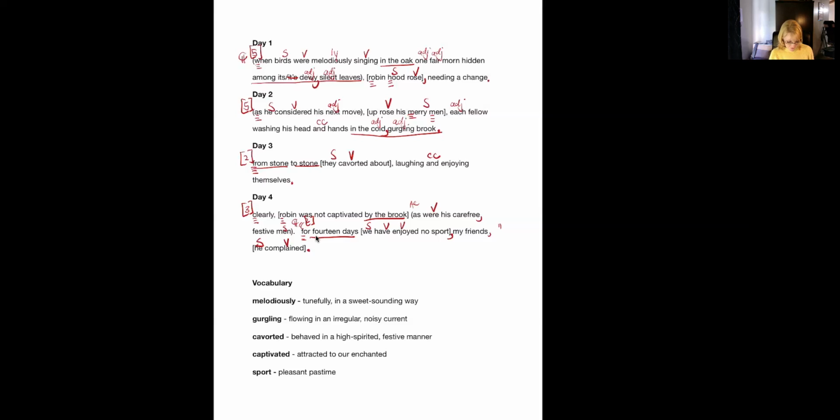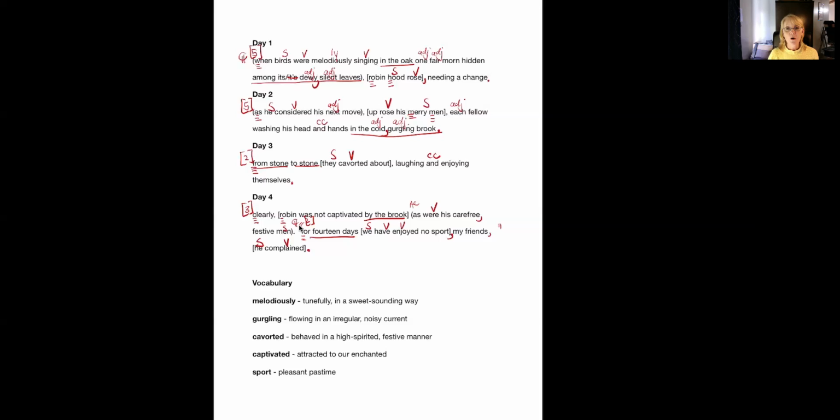That's an adjective, and this is an adjective. Carefree and festive. And we could say his festive, carefree men, or you could say his carefree and festive men. So that makes them coordinate adjectives, which means they need a comma. We've got one there. And then when Robin Hood speaks, for 14 days we have enjoyed no sport, my friends. That's his quote. We need to indent for a new speaker.